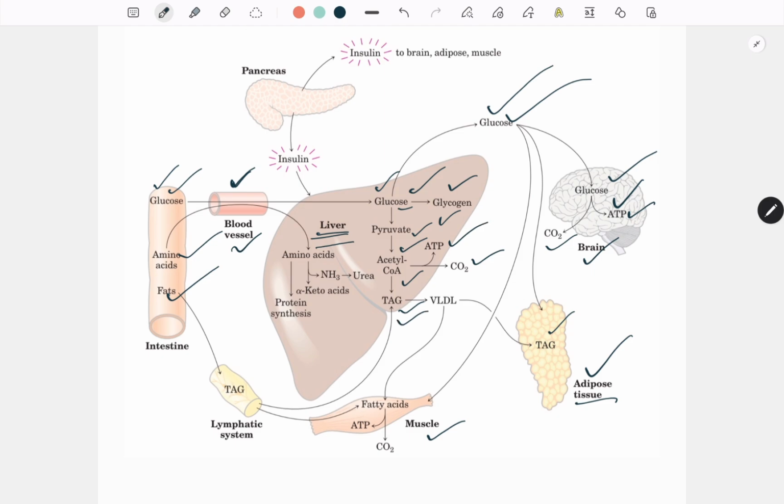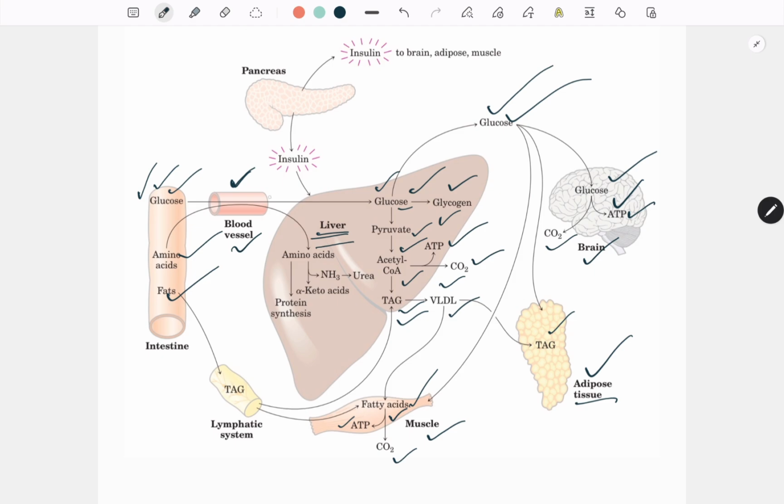This TAG produced from the acetyl coenzyme A is generally converted into VLDL, or very low density lipoprotein. This VLDL then goes to the muscle and is converted into fatty acids. These fatty acids are then converted into CO2 with the liberation of ATP.